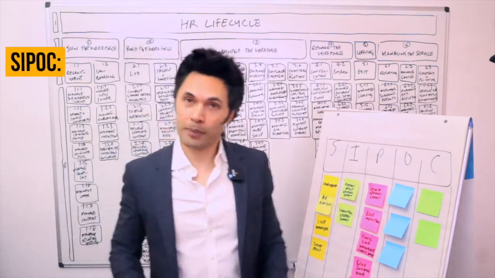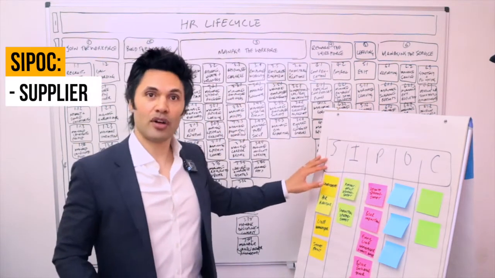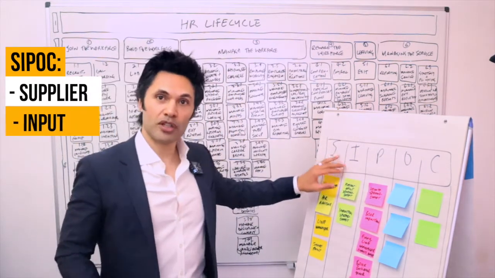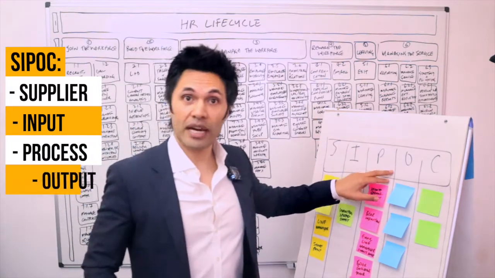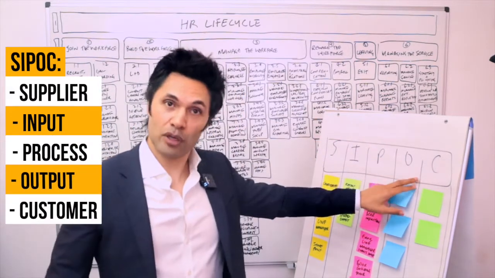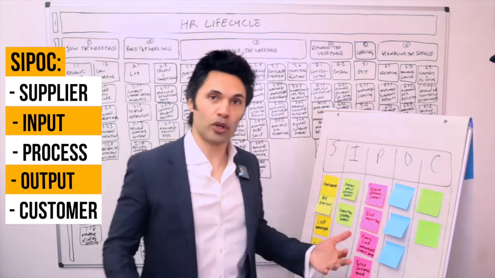We've talked about SIPOC before in previous lessons and in the playbook. You have supplier, who's involved in the process, input, what is required to complete the process itself, the steps involved, the output that's produced, and the customer who receives the outcome. So this is how you run the process mapping exercise or workshop with your client.